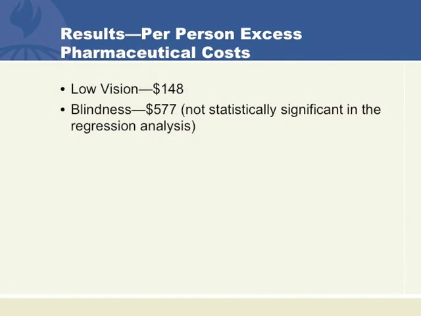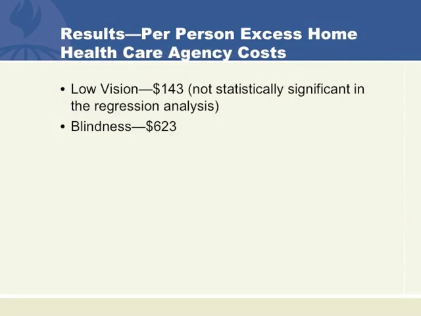Per person excess pharmaceutical costs makes up $150 of that $633 remaining difference once we do the adjustments for people with vision impairment, and nearly $600 of the difference for those who are blind, although it's just shy of being statistically significant. Home health care agency costs. Now, the low vision population or the vision impaired population is not being hit too hard there, about the same amount as for the pharmaceuticals. But for those who are blind, again, it's about 1/4 of the total is made up of different home health care agency costs for people who are blind.